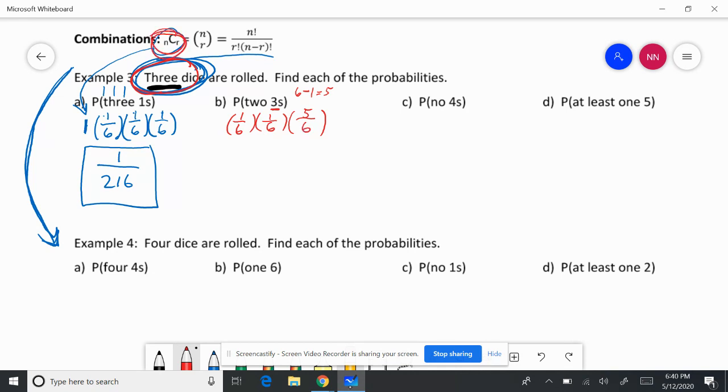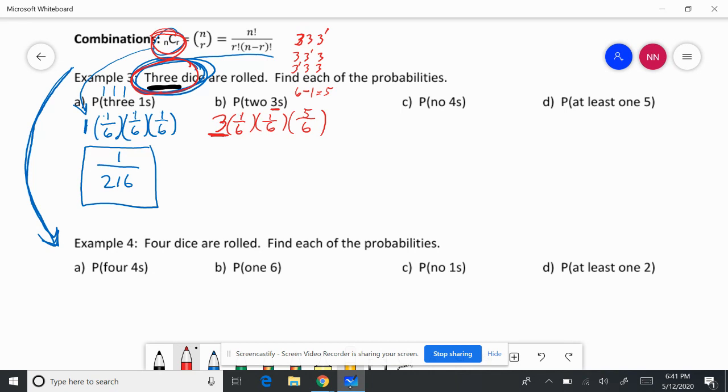Now, this is the combination. We're not going to use the formula. We could kind of think through this. If we have 2 3s, 2 3s would be 3, 3, and not a 3, or not a 3, 3, 3, or we would have 3, not a 3, and 3. So there's 3 different ways that this can happen. A combination is all the possibilities. So there's 3 possibilities, so we're multiplying it by 3.